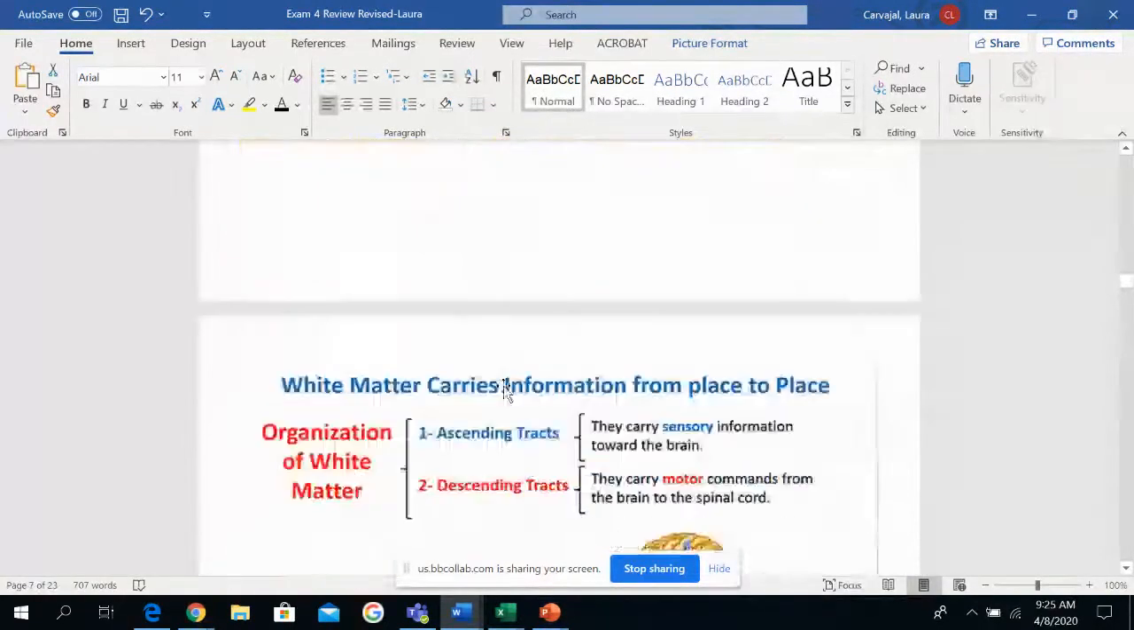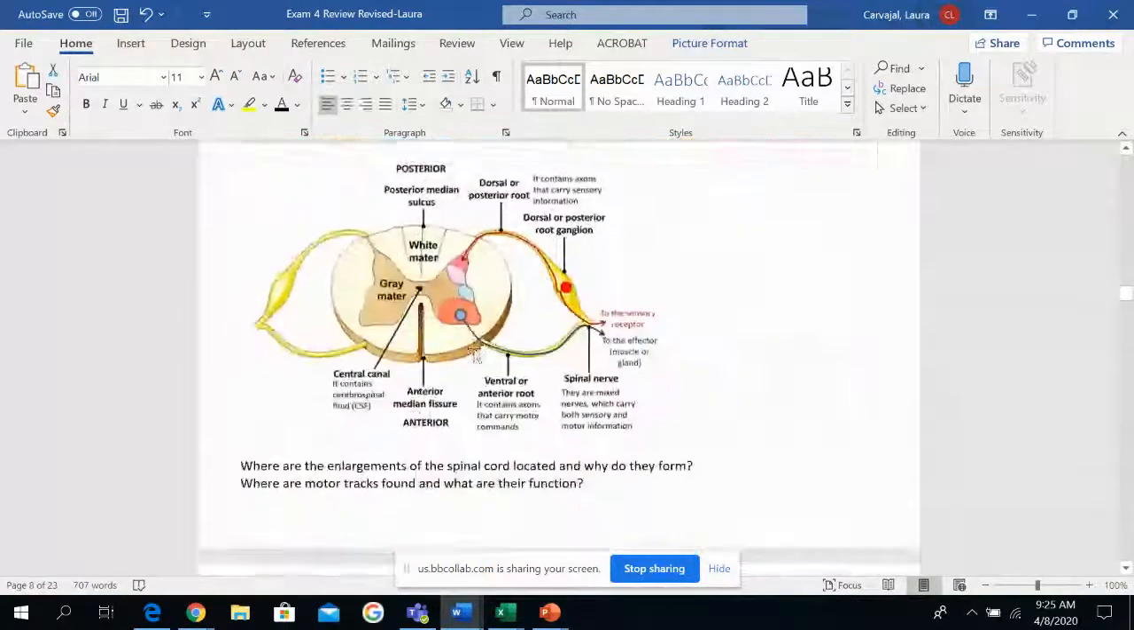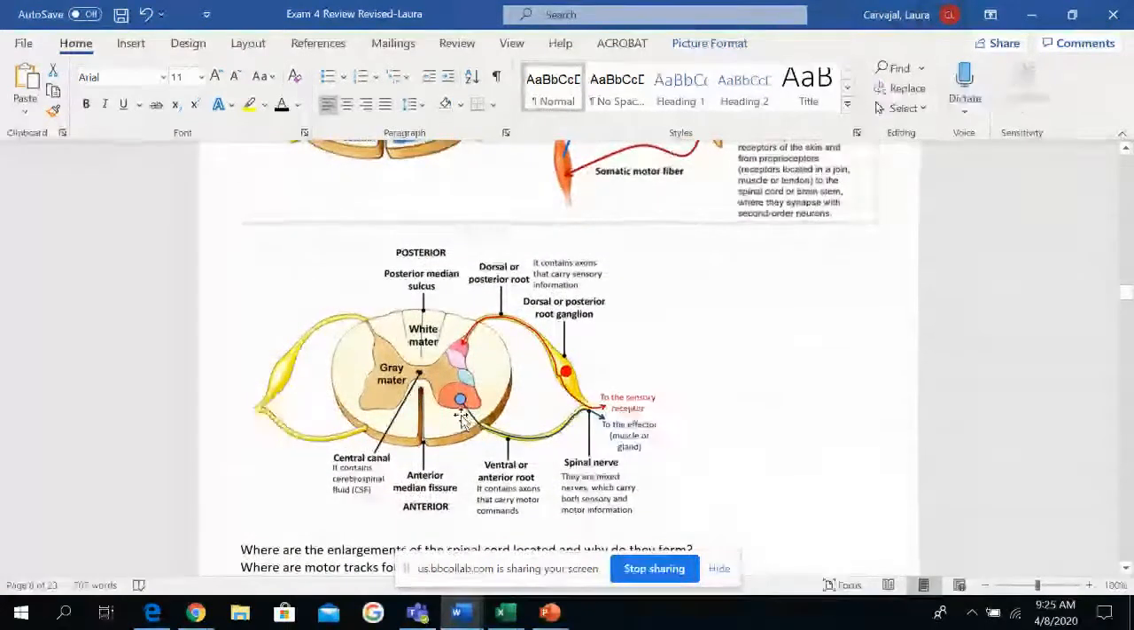The horns again can be ascending or descending, and we have this here. So the anterior gray horn right here sends information to the effector muscle, so that would be descending. And the posterior gray horn here sends information from the sensory receptor, so that would be ascending because it's sending it back to the brain.